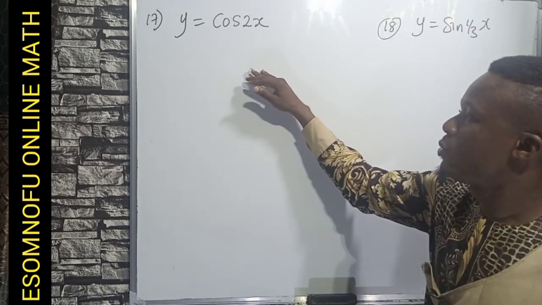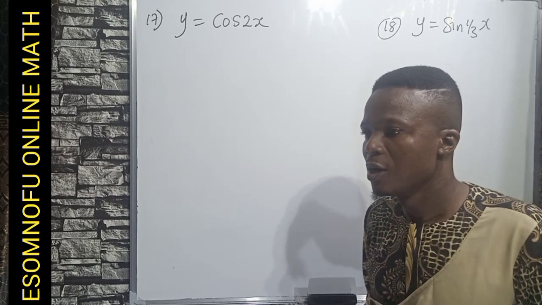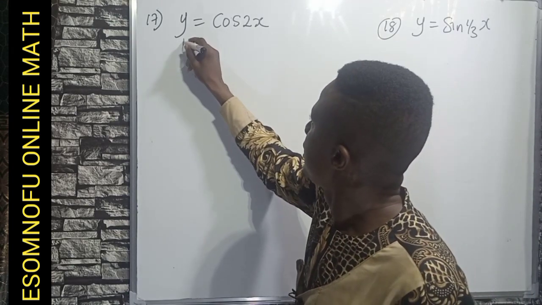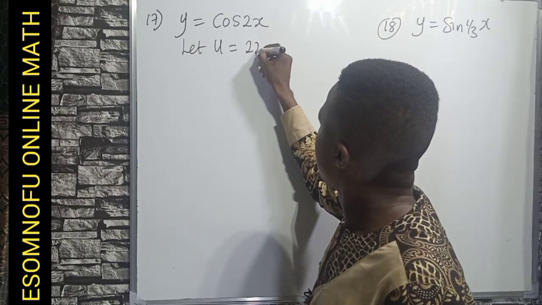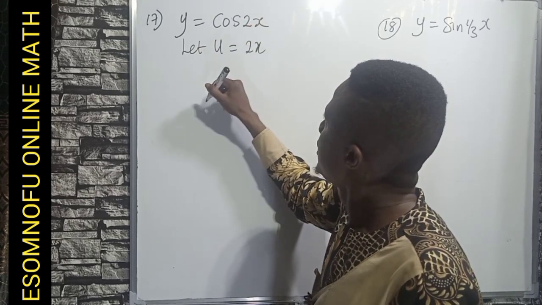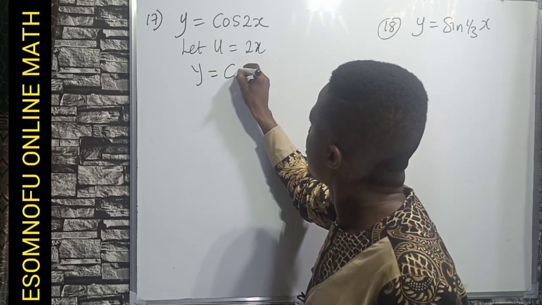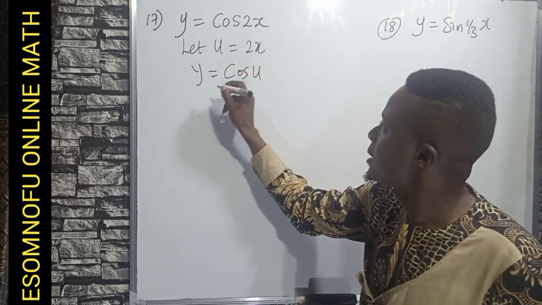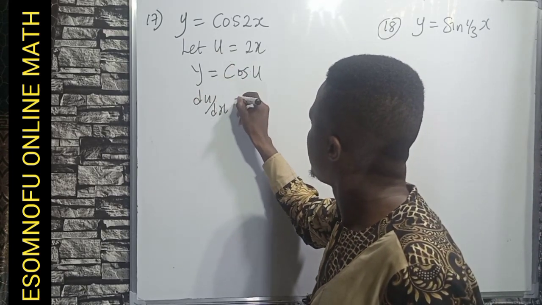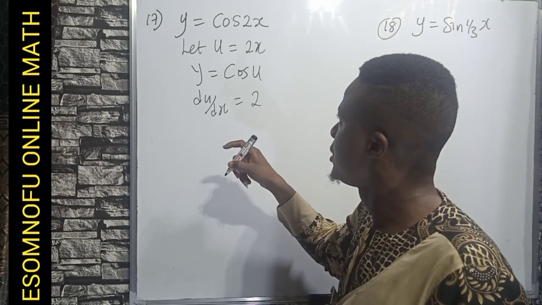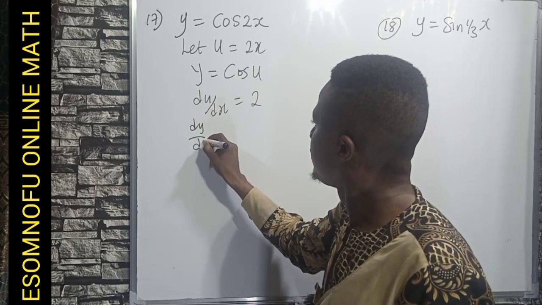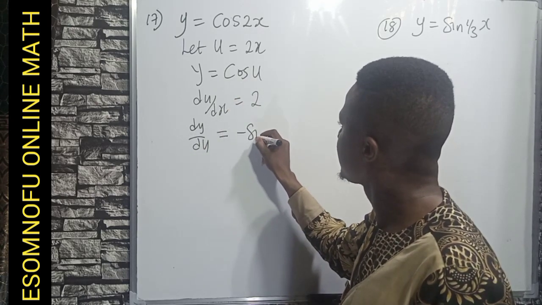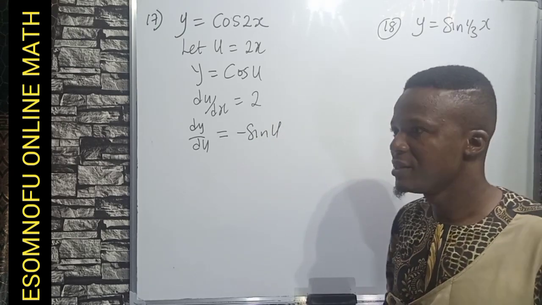Okay, in question 17, we have trigonometric differentiation, where y is equal to cos 2x. To differentiate this, you can say let u be equal to 2x. If that is so, it means that y is equal to cos u, because 2x has been represented with u. So take du dx. Du dx will give us 2, because when I differentiate 2x, I get 2. Also, dy over du, if you differentiate cosine, you get negative sine u.